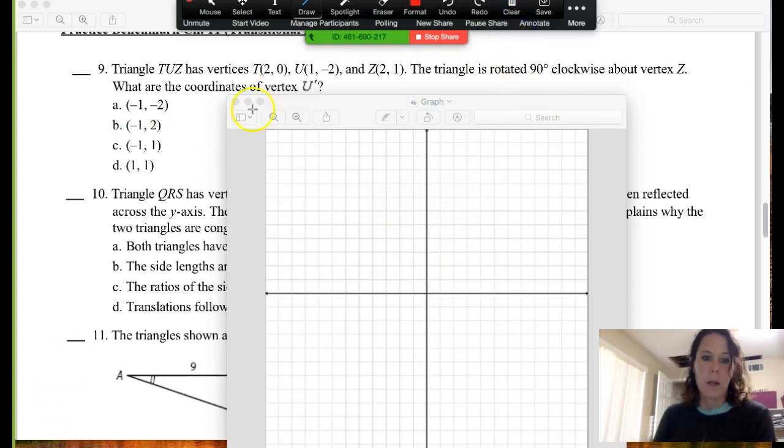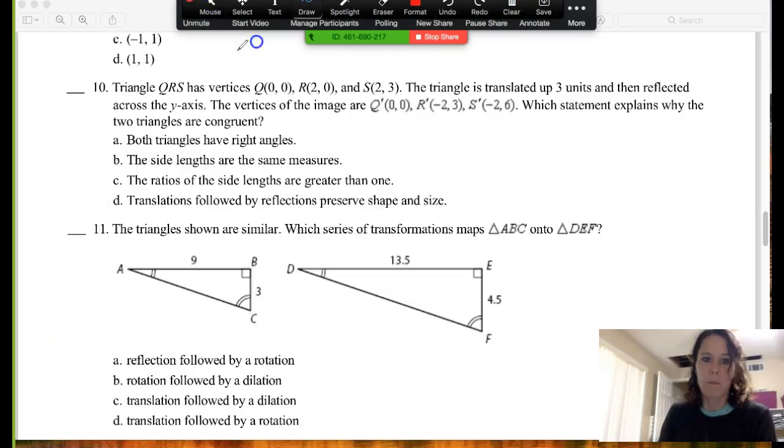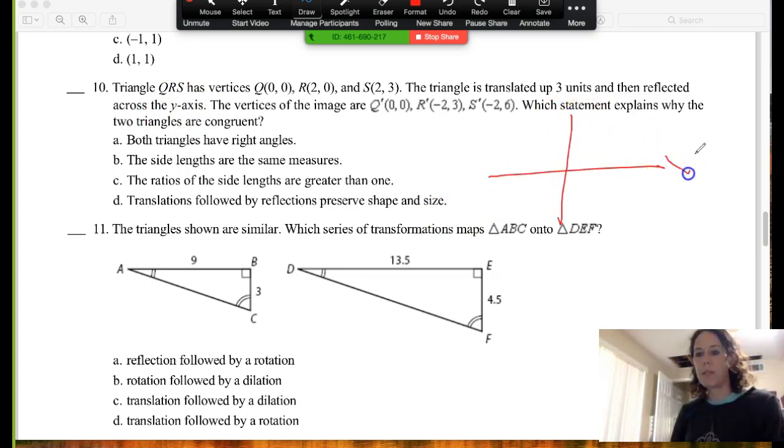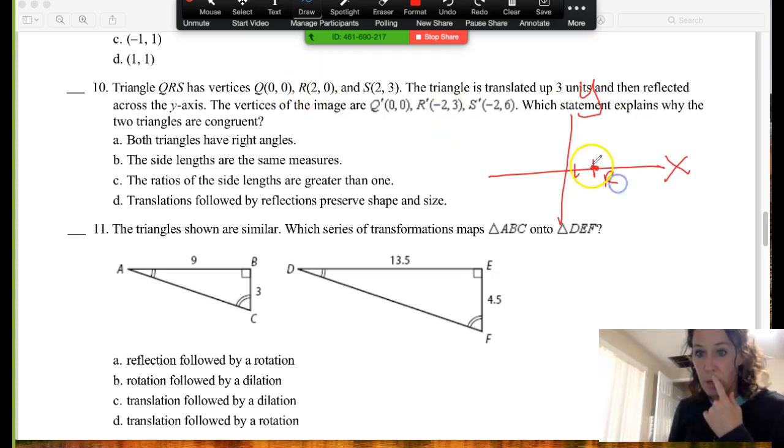Okay, on to number 10. Triangle QRS has vertices (0, 0), (2, 0), and (2, 3). The triangle is translated up 3 units, then it's reflected across the y-axis. So you would go up 3 if this is x and y. If you had any point, let's say the point (2, 0), there's R, you would go up 3 and then you would reflect across the y-axis, okay? Here are the vertices of the image.